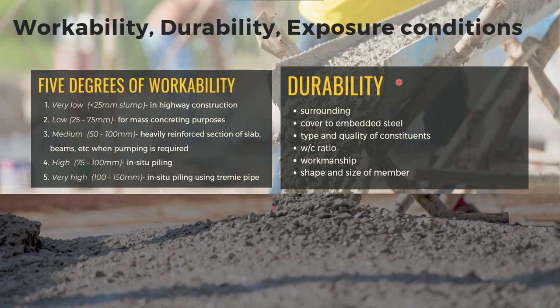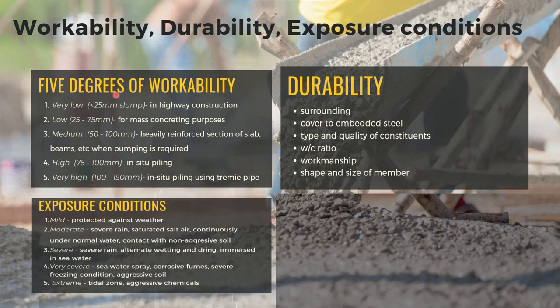Next are the exposure conditions. Like the 5 degrees of workability, there are 5 exposure conditions specified by the IS code: mild, moderate, severe, very severe, and extreme. Mild exposure means the concrete member is protected against weather. Moderate means the member is subjected to severe rain, saturated salt air, continuously under normal water, or contact with non-aggressive soil. Severe means there will be severe rain, alternate wetting and drying, or immersion in seawater. This comes under severe exposure conditions.